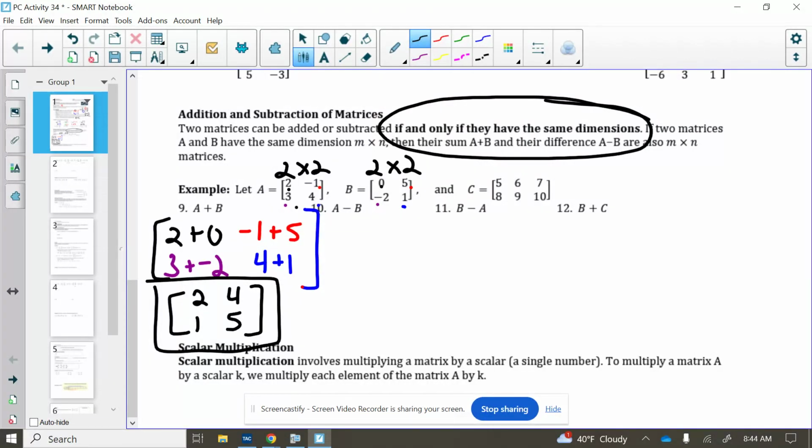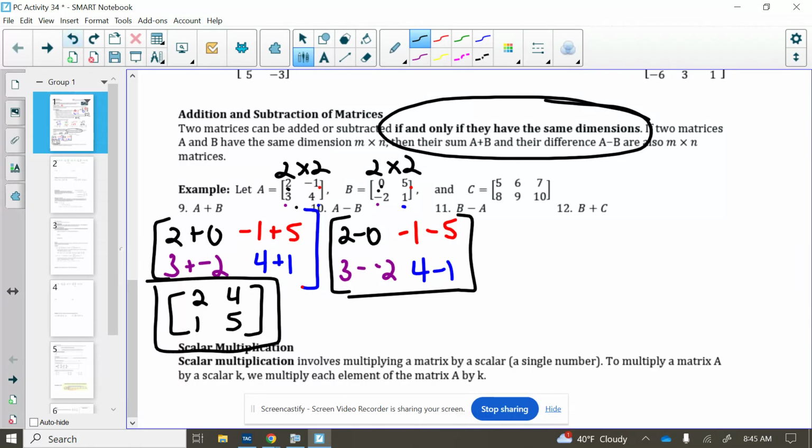The next one, we are doing subtraction. So same idea, we're going to take those corresponding entries. This time we are going to subtract away, though, the elements of B from A. So 2 minus 0, negative 1 minus 5, 3 minus negative 2, and then 4 minus 1, for a total of, when we finish simplifying, 2, negative 6, 3 plus 2 is 5, 4 minus 1 is 3.